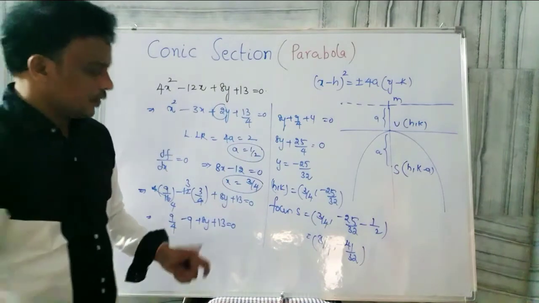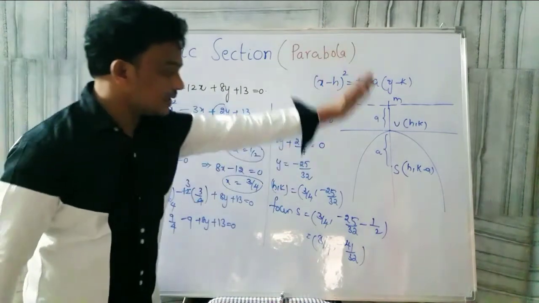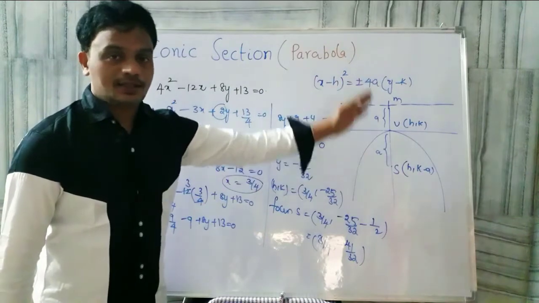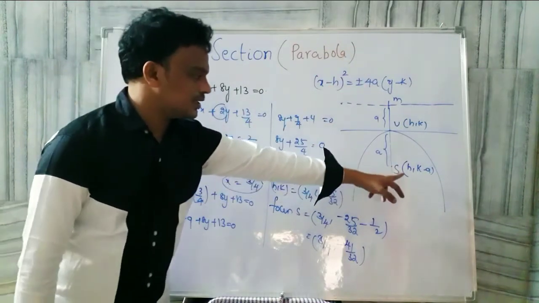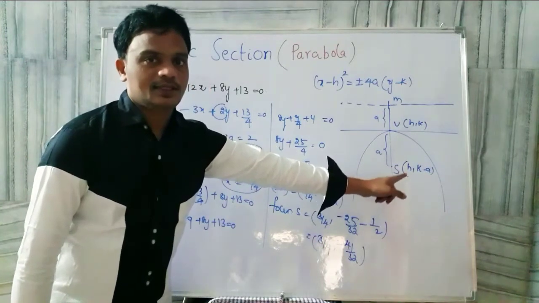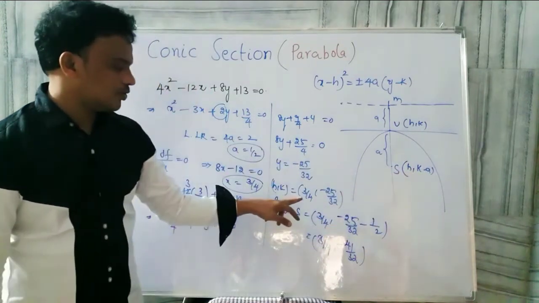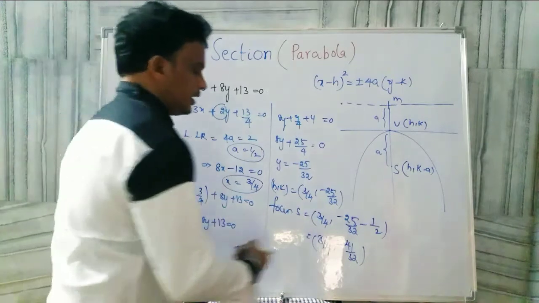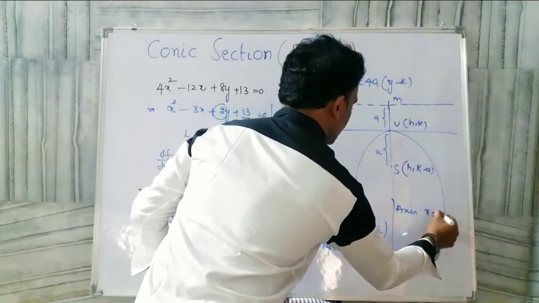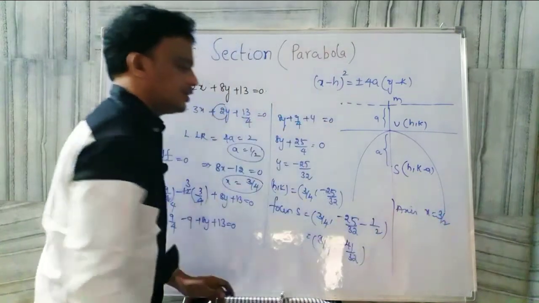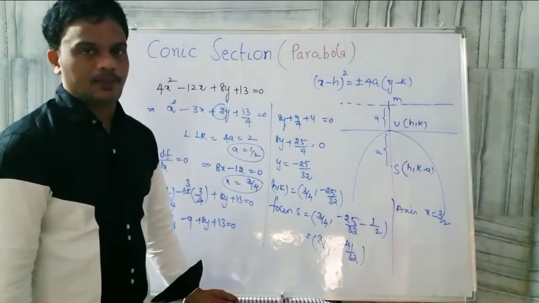Then what is the axis of the parabola? The axis of the parabola is parallel to the y axis. Parallel to the y axis means x equals a constant, x equals h. That means x equals 3 by 4. So you write this clearly: the axis of the parabola is x equals 3 by 4, or we can write 4x equals 3.